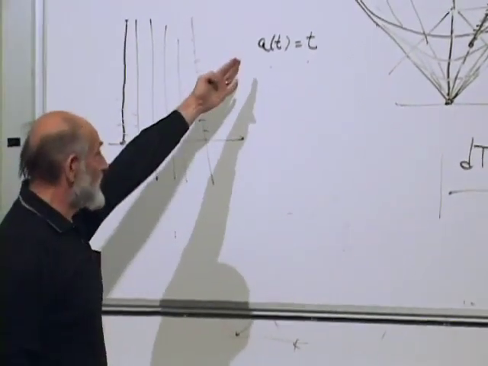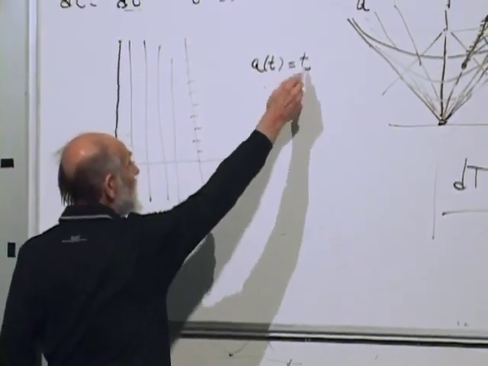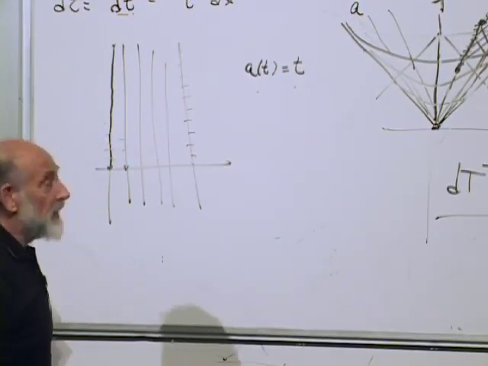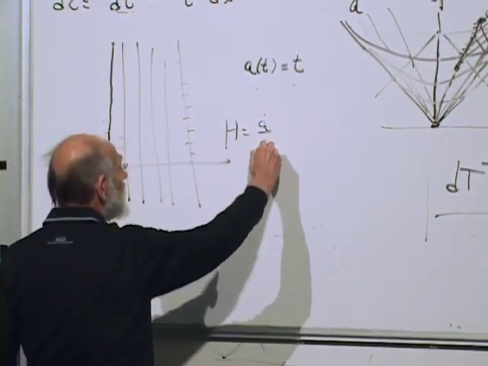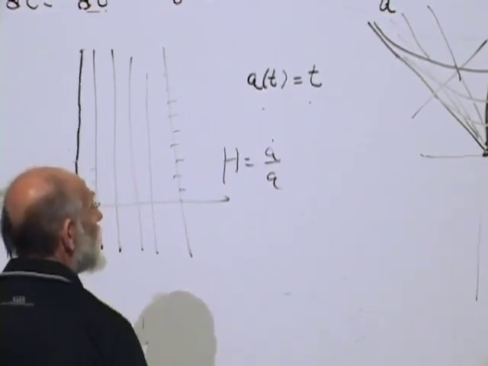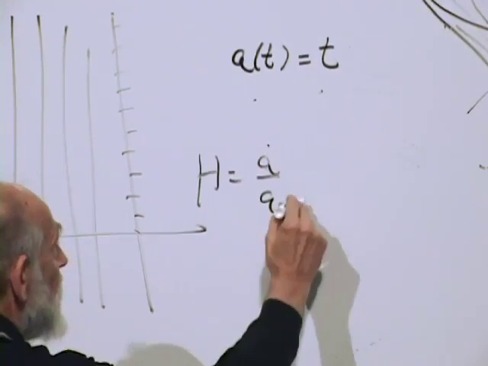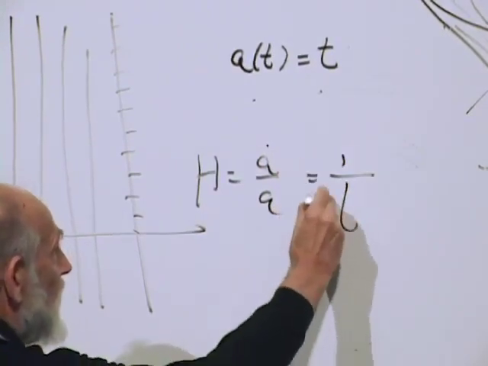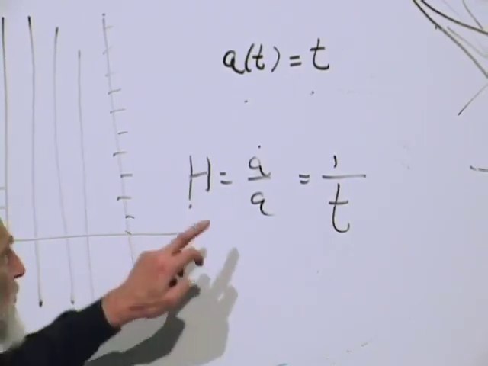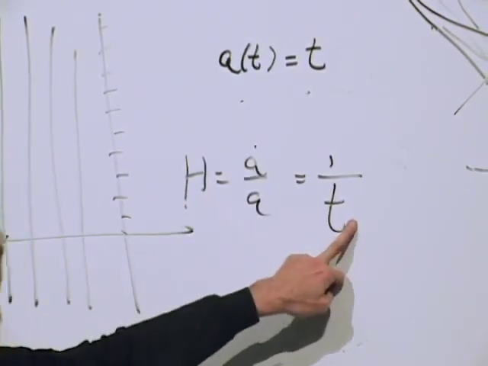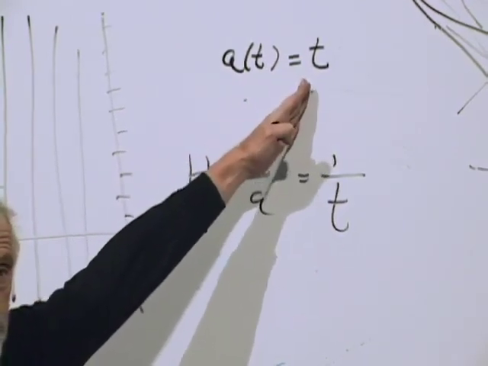Let's see why. All right, let's take this case. A of t grows like t. Then what is H? H is equal to A dot over A. What is A dot? A dot is 1, and A is t. So this is just equal to 1 over t. And it's clear that the Hubble constant, it's not constant, but the Hubble parameter is just 1 over the time from the Big Bang. That's true for any t to the p.